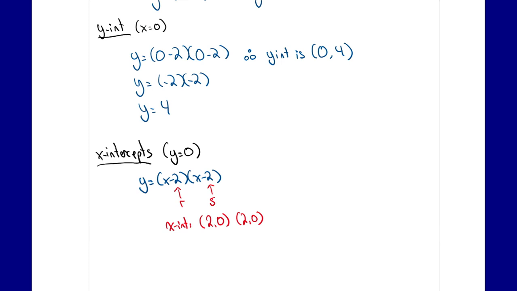What we could also do is set each bracket equal to 0. x minus 2 equals 0, x minus 2 equals 0, so x equals 2, x equals 2. Because we get the same value, we have only one x-intercept. So I can actually just erase that and just say the x-intercept is 2.